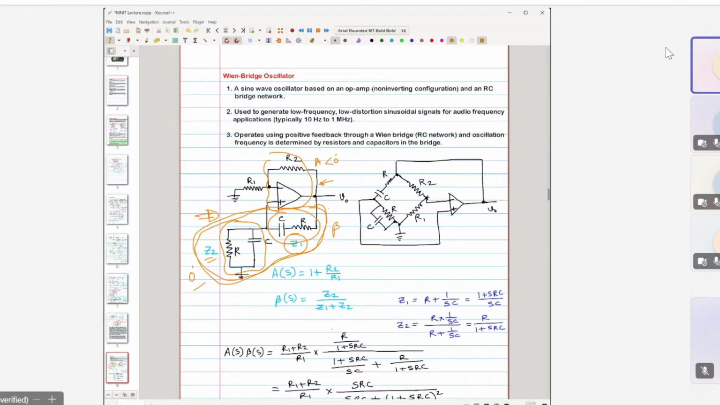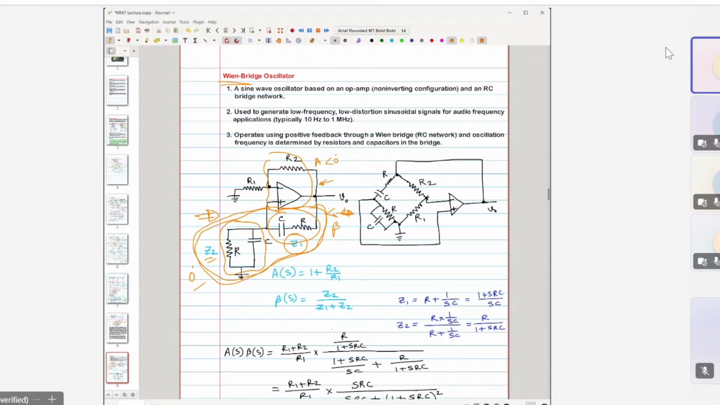Now it is called a Wien bridge oscillator because it uses this bridge. It means you can also configure or redraw this circuit. Actually these two are the same circuits, but it has been redrawn to show that it actually forms this bridge circuit, right?